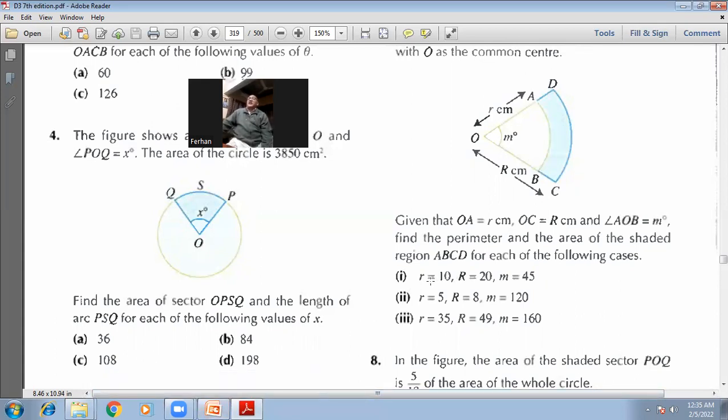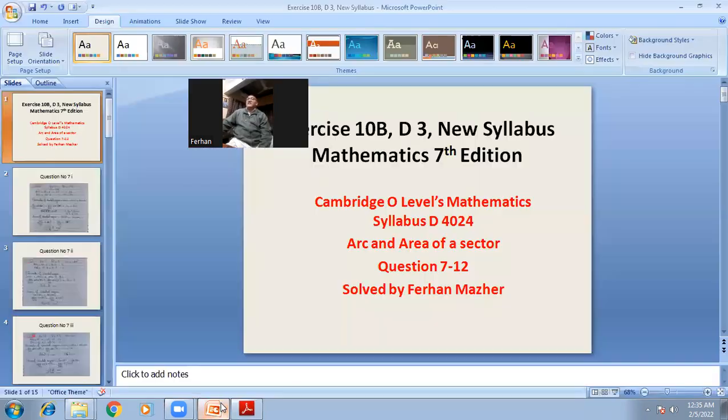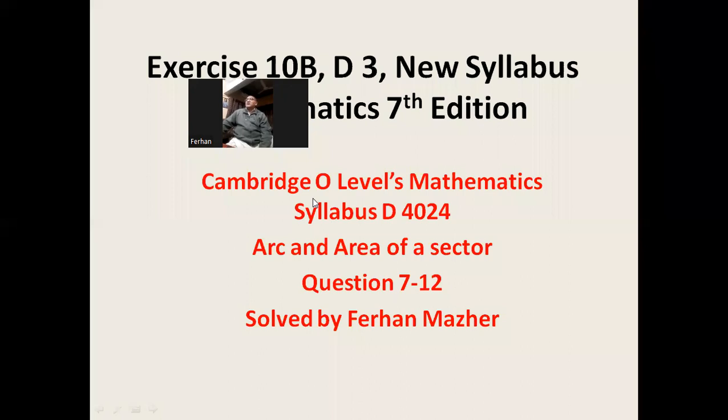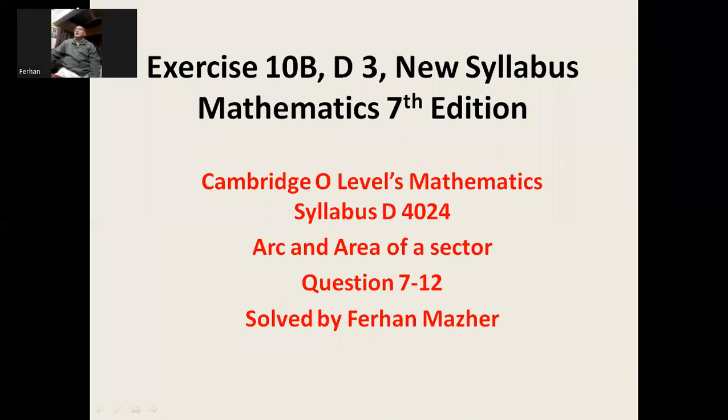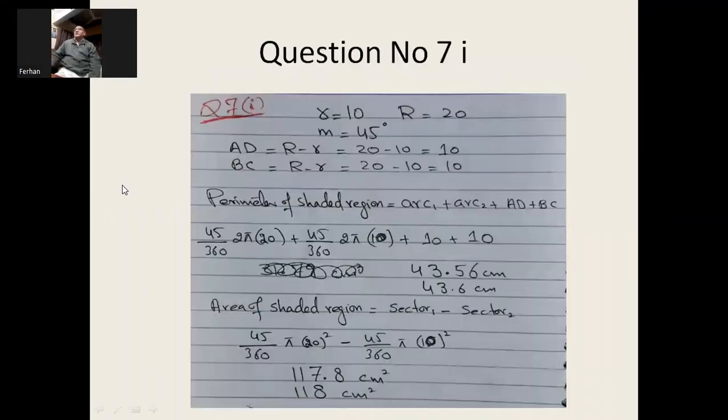So in the first part, it says the small r is 10, the big R is 20, and the angle subtended at the center is 45. So let's do this. Okay. So here we go. The small radius is 10, the big radius is 20, the angle subtended at the center is 45. AD will be equal to capital R minus small r, that will be 20 minus 10, and that will be 10 centimeters.